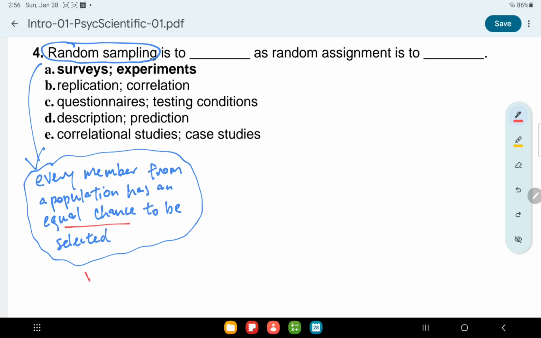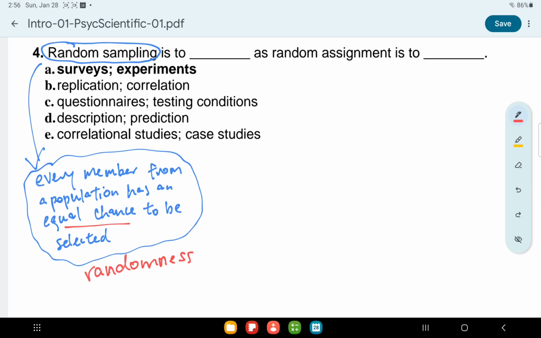This is what random means. This is what the issue of randomness means. Okay? So that's random sampling.